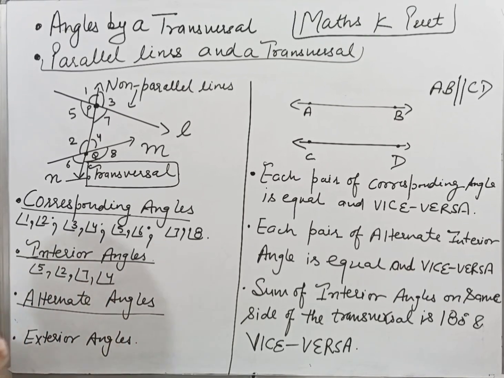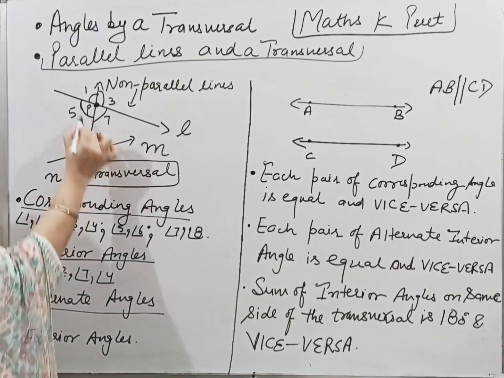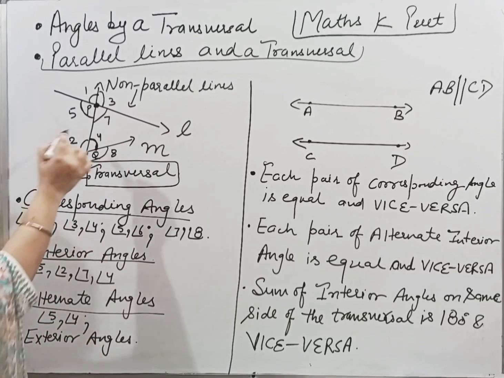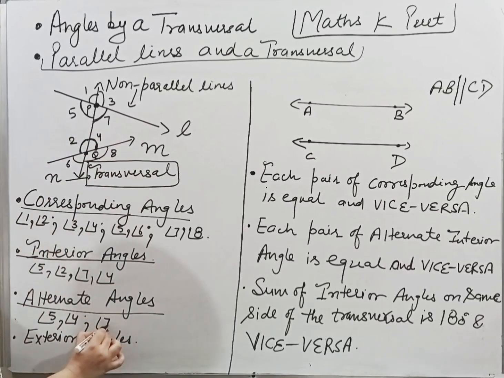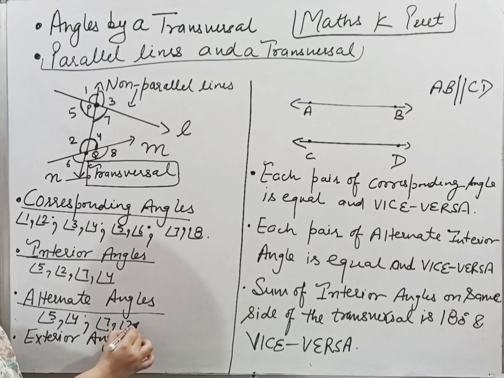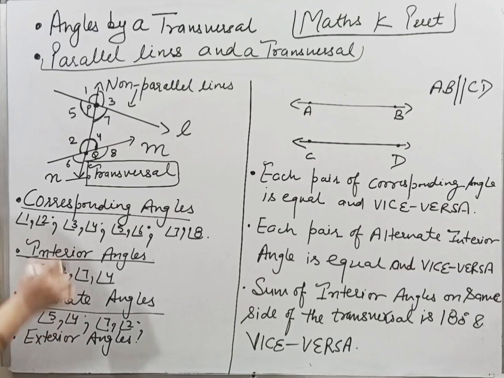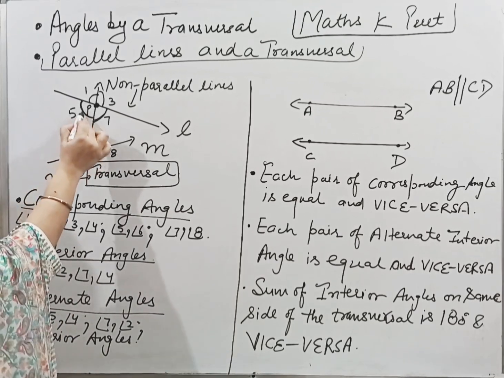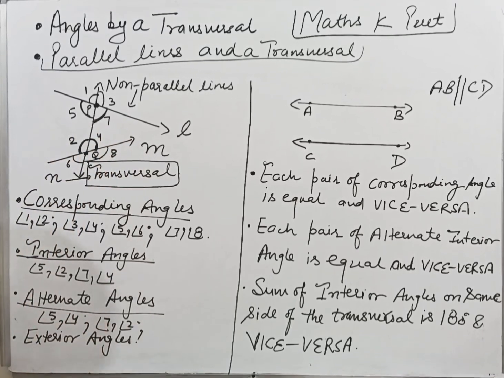Next are the alternate angles. These are again in pairs. Angle 5 and angle 4, this is the first pair of alternate angles. Angle 7 and angle 2, this is the second pair of alternate angles. These 5 and 4, and 7 and 2, are on the interior side of the lines, so these pairs are also known as alternate interior angles.